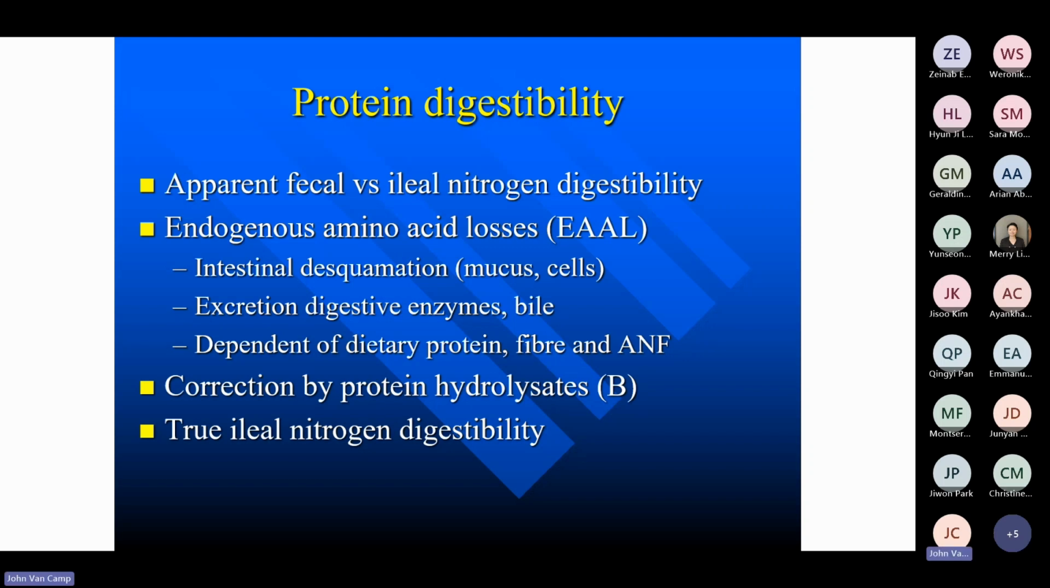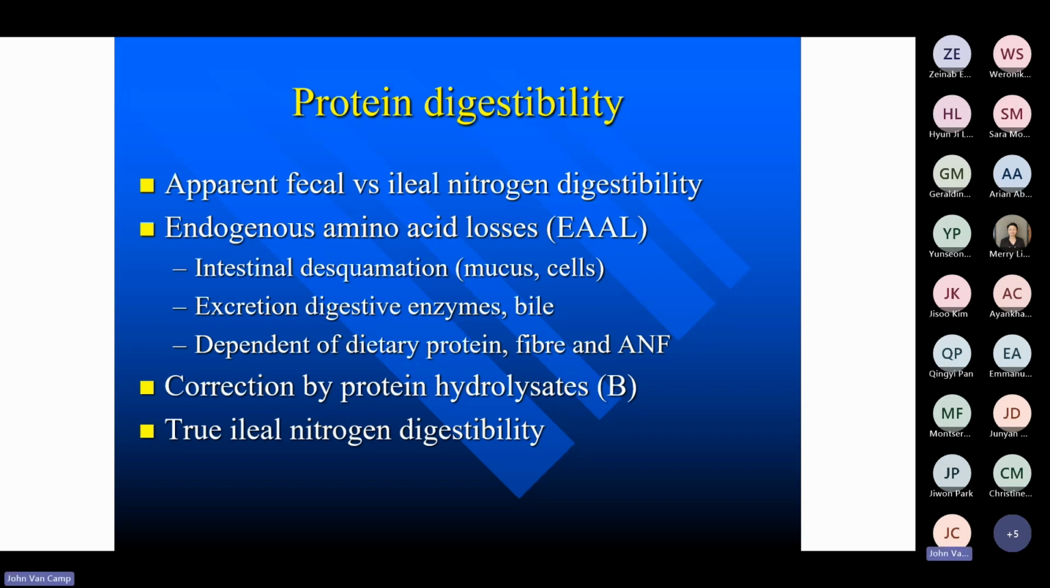So if we can correct for endogenous amino acid losses, then you come out with a true value. We call that the true nitrogen digestibility coefficient, which is a digestibility corrected for the endogenous losses. It's the most correct thing that you can do. And you can measure that either at the level of the feces or at the level of the ileum. If it's at the ileum, then we call it the true ileal nitrogen digestibility. If it's at the level of the feces, then we call it the true fecal nitrogen digestibility. I hope it is a little bit clear.